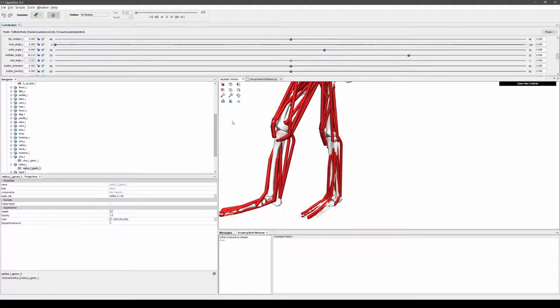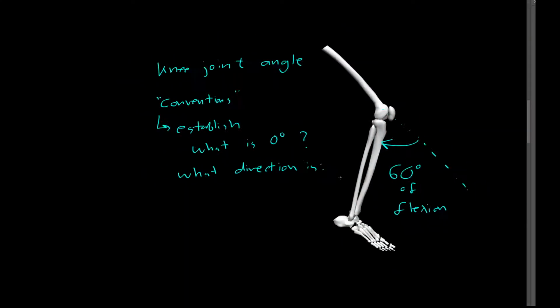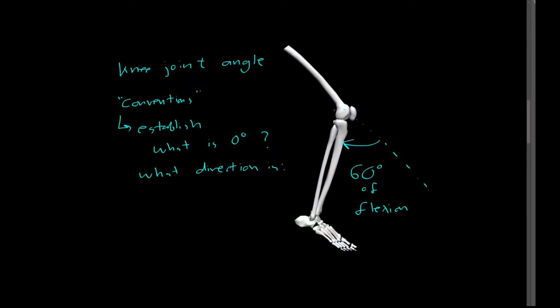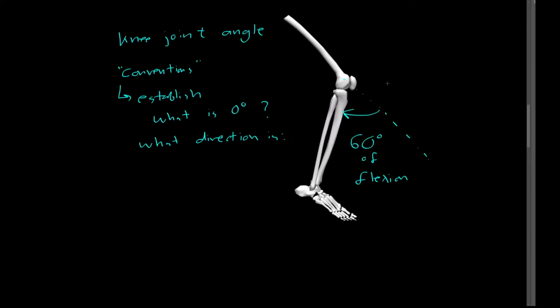Now, you may use some other software. You may encounter some research paper that does not define this as 0, that defines it as 180 degrees, in which case you'd be talking about 120 degrees of, say, knee extension. So establishing your joint angle conventions is very important.